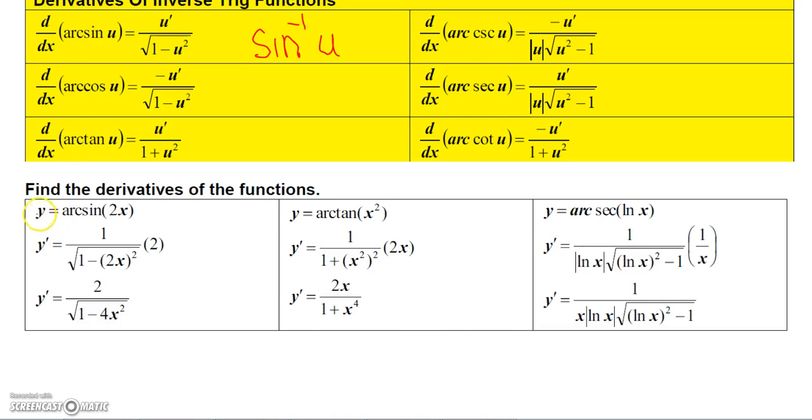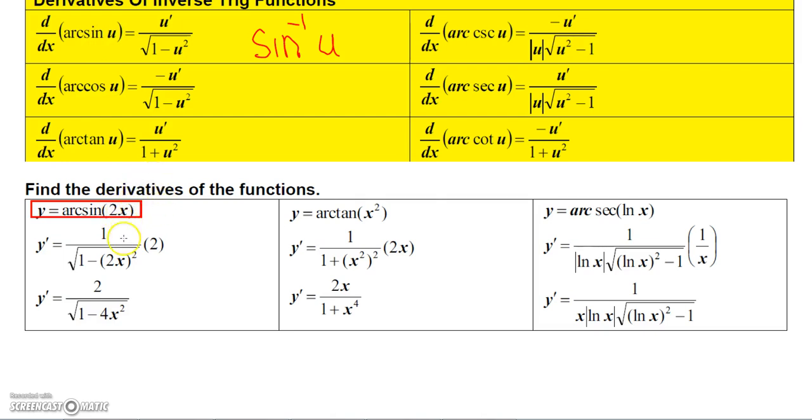Okay, now what have we got here? Let's look down here. Here we have the arc sine of 2x. So I want to find the derivative of arc sine of 2x. Now I need to know what u is. Let's see, there's arc sine. So here's the formula for the derivative of arc sine. So now I just have to figure out what u is. Well, u is 2x.